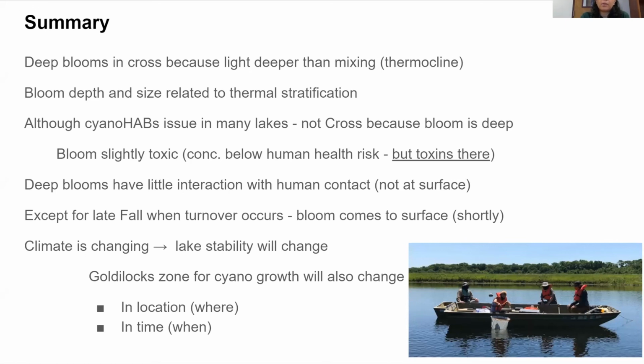So many people are not worried about the deep blooms, except for the late fall when the turnover happens and the bloom comes to the surface shortly. We know that the climate is changing and the lake stability is also changing. We know that these Goldilocks zones are moving, and we want to capture where they are going, how the heat waves impact these Goldilocks zones and the location of them and the time of the year that it is happening. So basically, this is everything that I have.